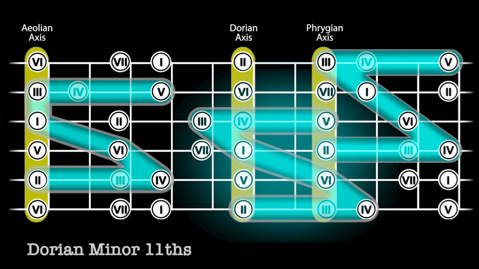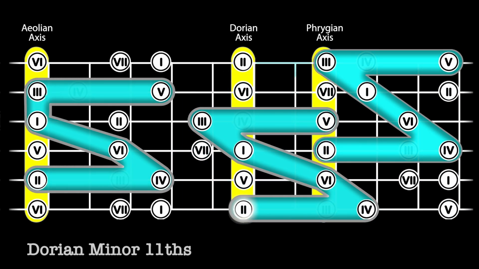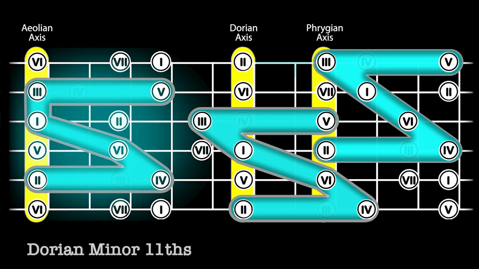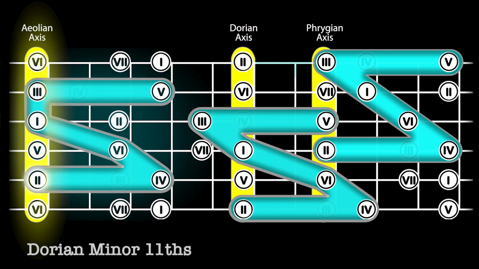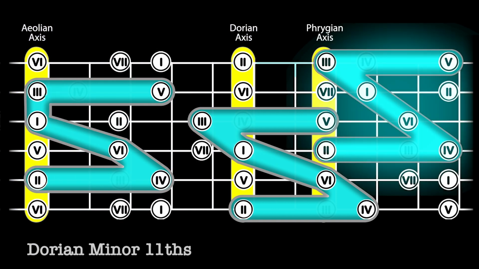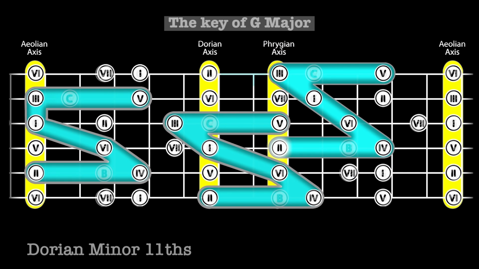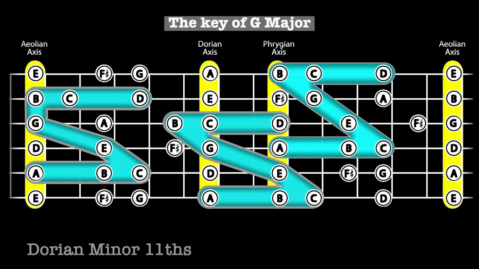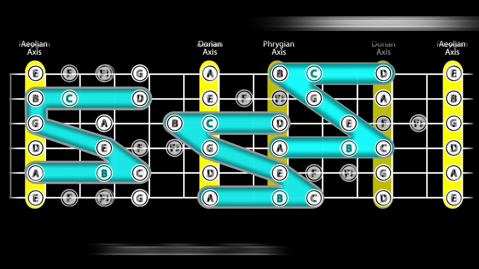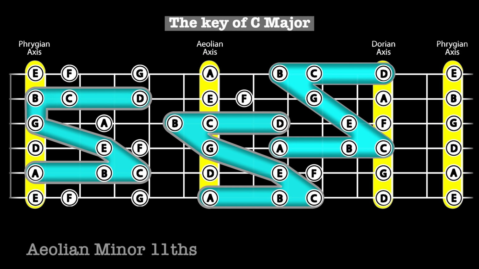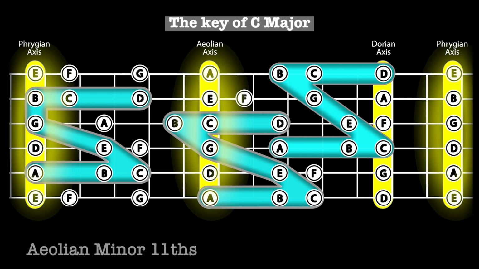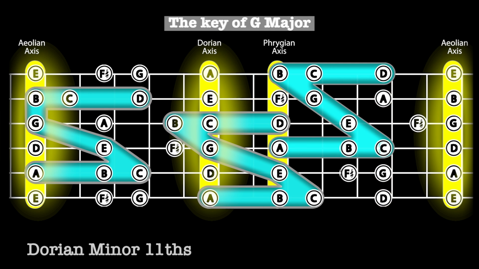The lower Dorian form of the minor 11th is rooted on the 6th string of the Dorian axis. The middle form is rooted on the 5th string of the Aeolian axis, and the upper form is rooted on the 4th string of the Phrygian axis. As we go between adjacent keys in the circle of fifths, the Dorian form in one key becomes the Aeolian form in the next, just as 2 of the 3 axis positions are shared between those keys, while the remaining axis shifts to a completely new position.